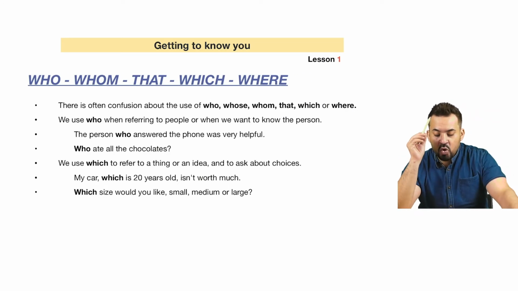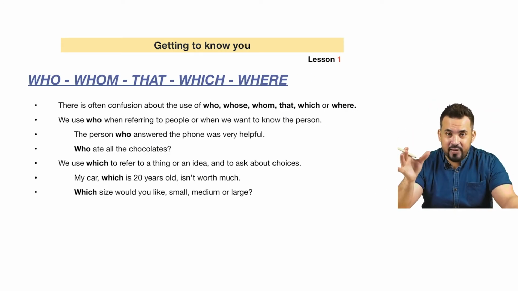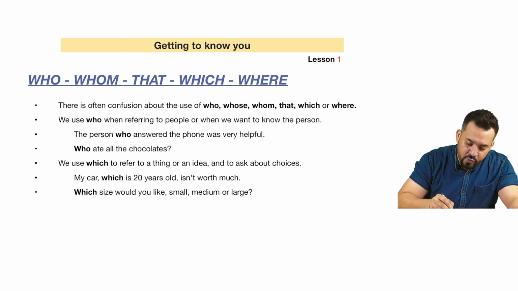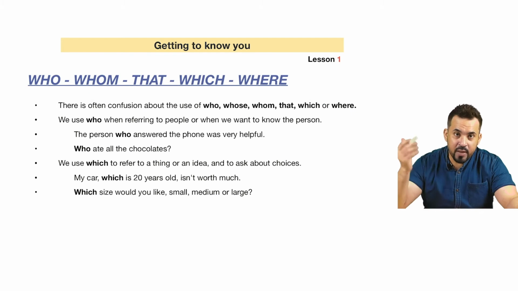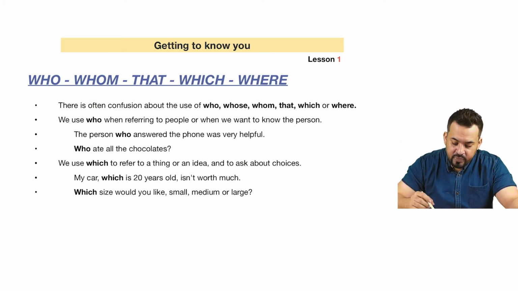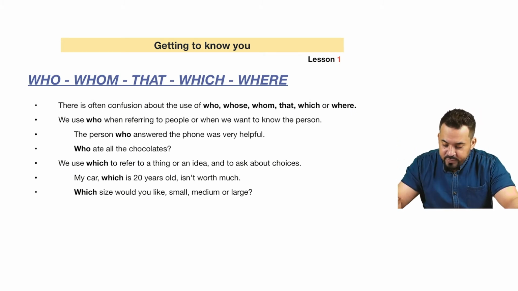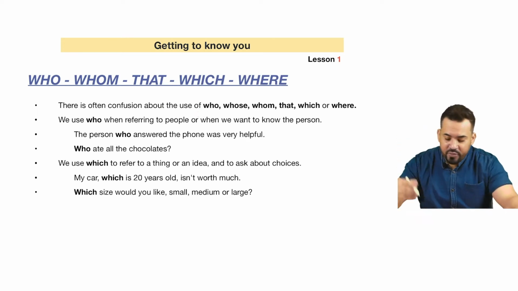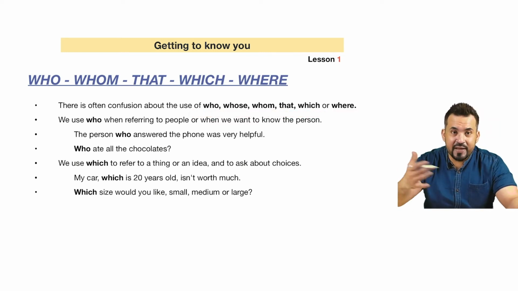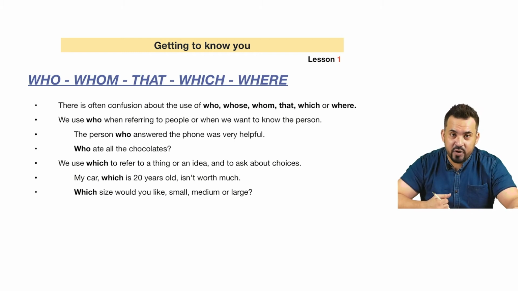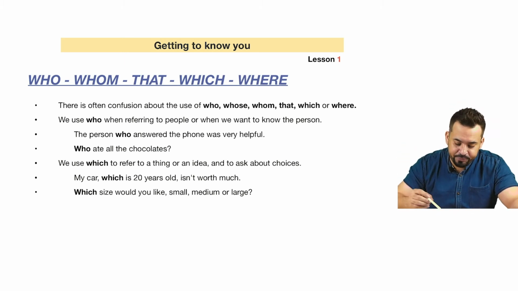Okay, now let's take a look at these. People get them confused. Who, whom, that, which, and where. When do we use those? The confusion is always about the use of these. Who, whose, whom, that, which, or where. So today we will talk about how to use them correctly and when to use them.